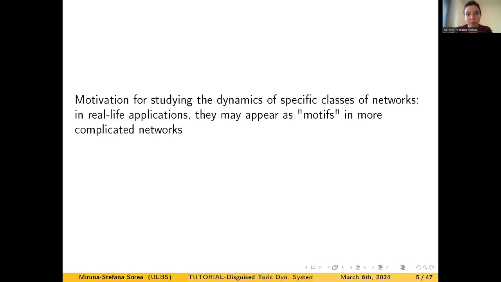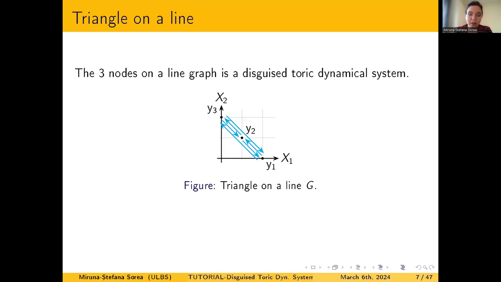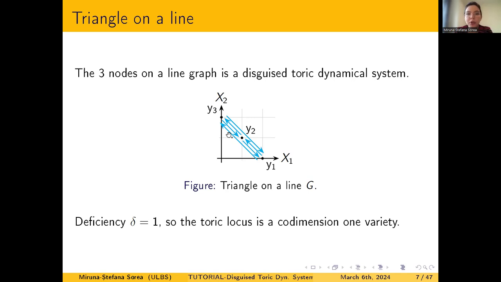So for instance, triangle on a line. Again, I showed the main idea, but maybe now we take it in a more step by step way. So we have the complete directed graph on three vertices, and the vertices are in a special position. They are on a line. We call it triangle on a line. And it turns out that this is a disguised toric dynamical system.